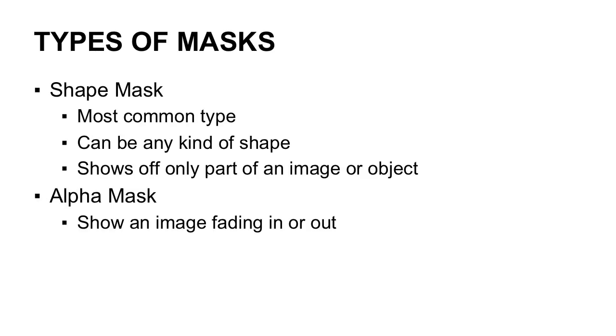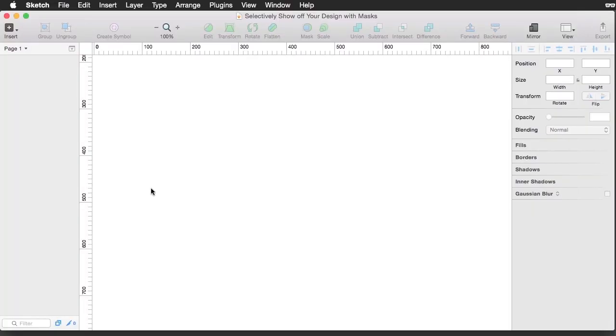There are two types of masks that we're going to see here. There's the shape mask, which is the most common type of mask. This will selectively show or hide part of an object. There's also the alpha mask. This is like the shape mask, but allows you to have objects appear to fade in and out. You can also use this trick to apply reflections to an object. With all that said, let's see how these actually work.